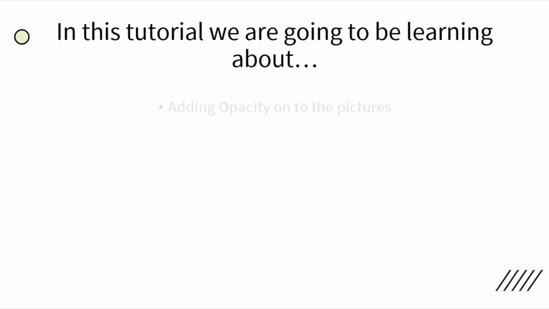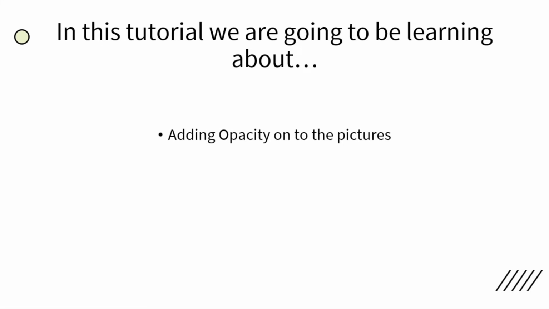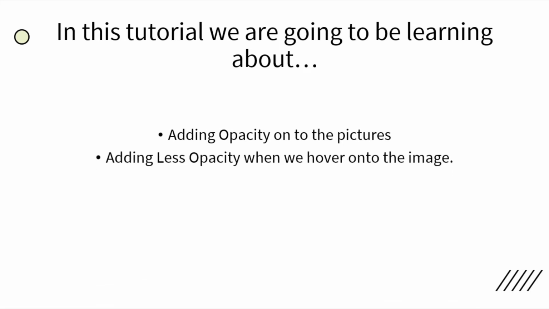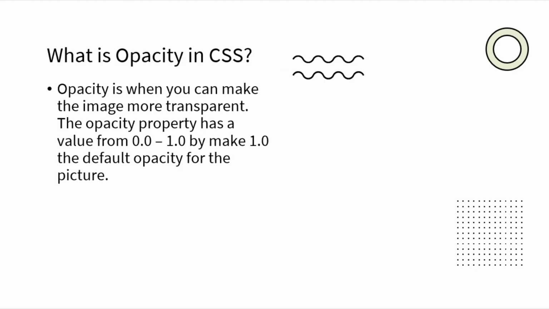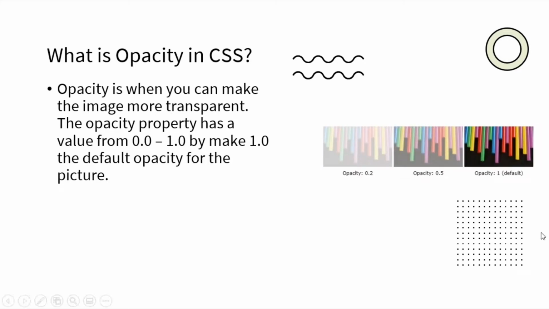In this tutorial we're going to be learning about adding opacity onto the pictures, and adding less opacity when we hover onto the image. So what is opacity in CSS? Opacity is when you make the image more transparent. The opacity property has a value from 0.0 to 1.0, with 1.0 being the default opacity for the picture. So I've got an example right here. That's an opacity of 0.2, an opacity of 0.5, and the default is 1, which is the default opacity.